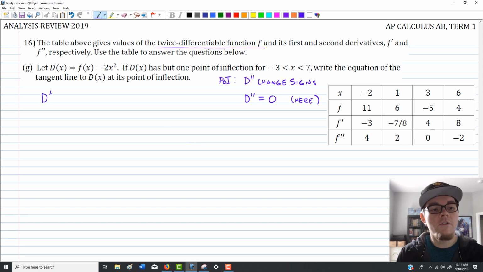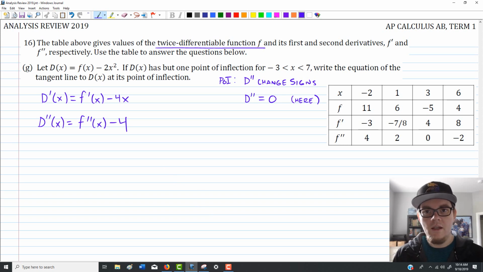In order to get there though, first we need to get to d double prime. So first we need the first derivative, which will be f prime of x minus, it looks like, 4x. And then second, we'll take the second derivative. d double prime is going to be the second derivative of f minus 4.